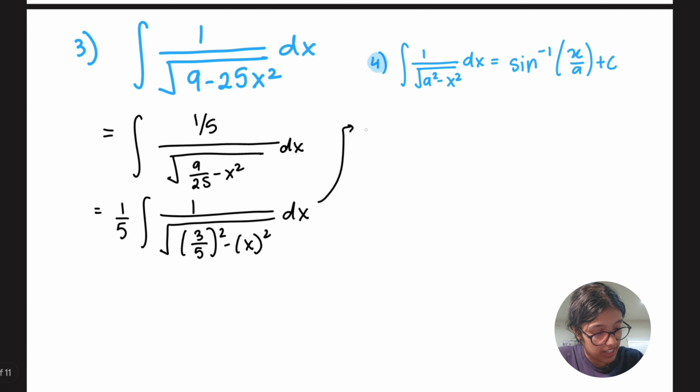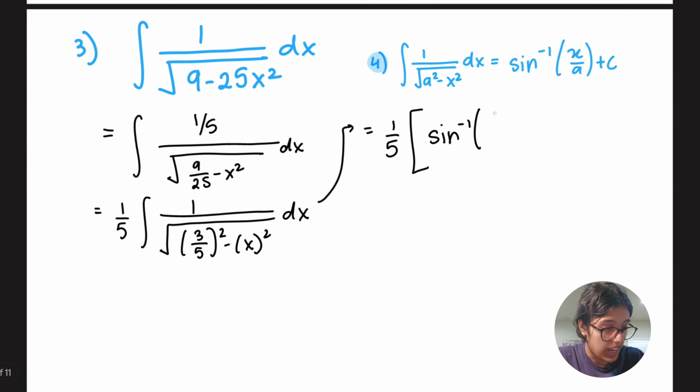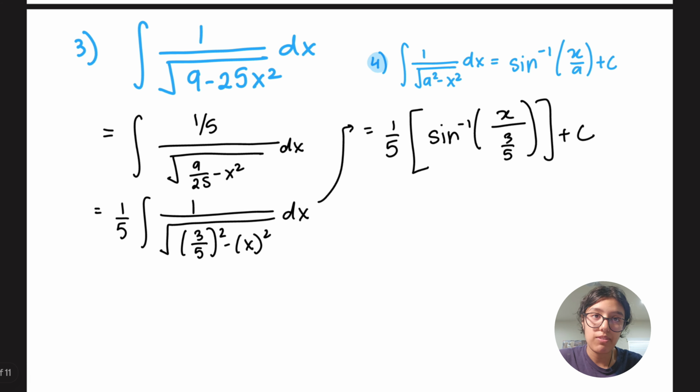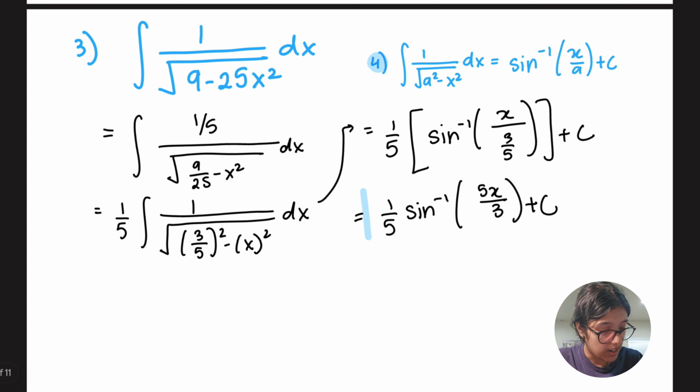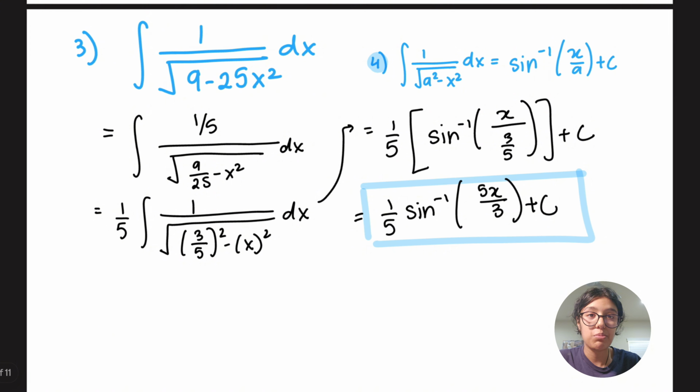So let's actually do that right now. We have 1/5, going to keep that outside. And in the big brackets, we're going to have sine inverse of x, which is just x over here, over a. A in this case is just 3/5, so 3 over 5 plus c. Let's simplify this. And that is our answer. So just a really quick point to note is that when you have something relating with square root, you need to remember the rules of square roots. If you want to get rid of this 25, then yeah, you could divide what's inside by 25, but you have to divide everything outside by 5.